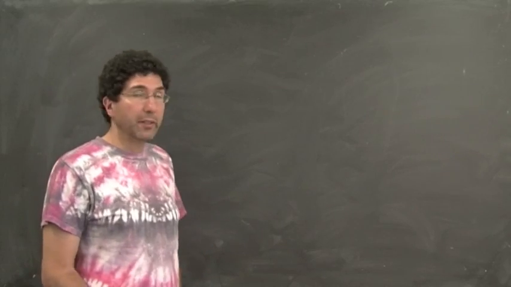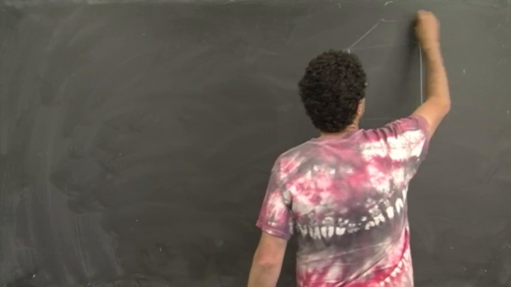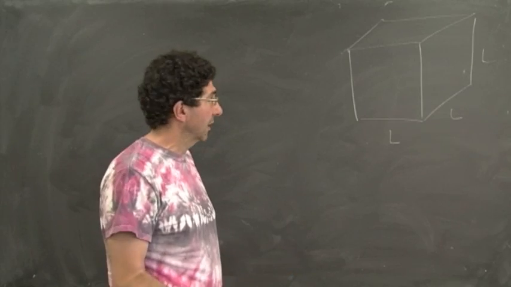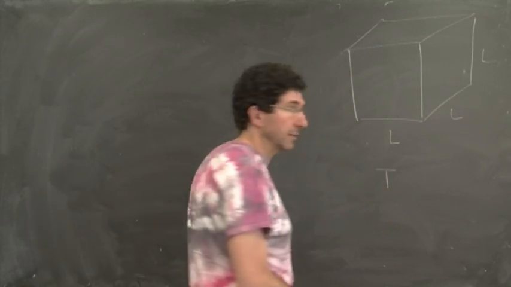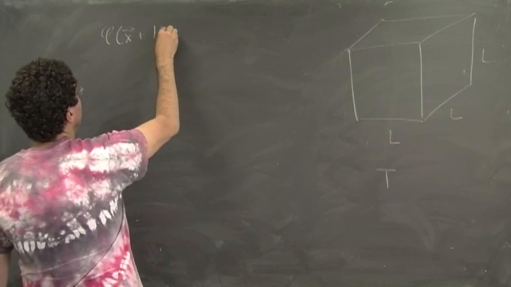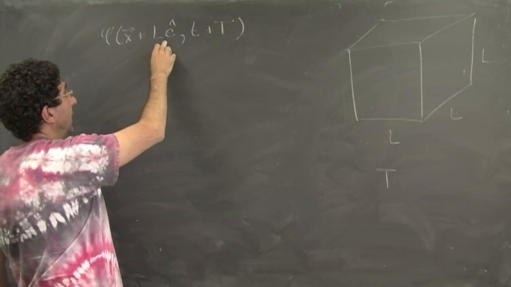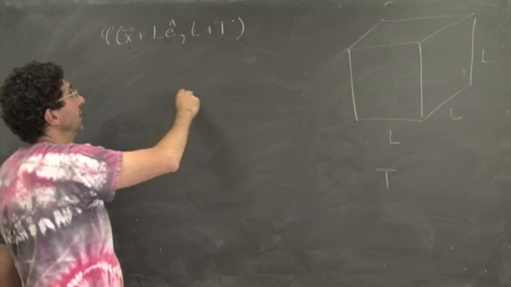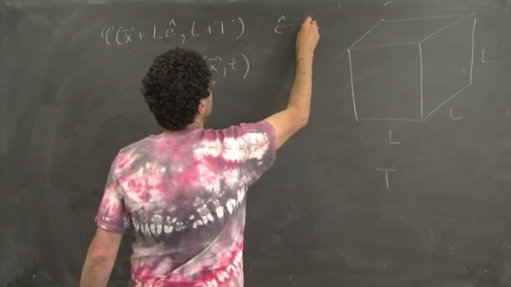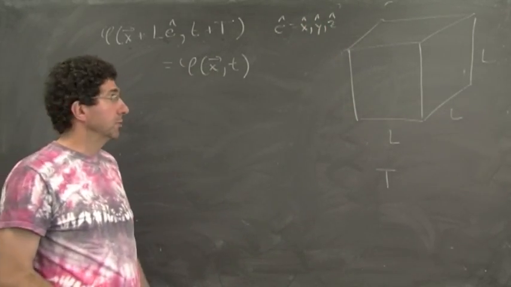To regulate the large time and large volume, we'll put our theory inside a spatial box of size L, and we'll also limit the time extent by a time T. We do that by imposing boundary conditions on our fields, where if you translate the fields either by a spatial amount L or a time T, you get back the original fields. Here e-hat is x-hat, y-hat, or z-hat. So we're basically putting the theory inside a cube like this.